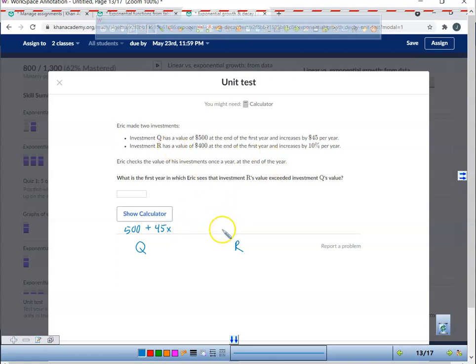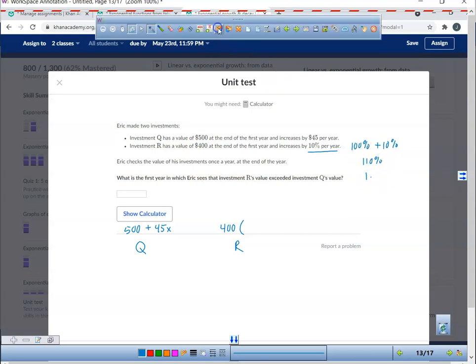But R starts out at $400, but it's increasing by 10%. And what does it mean to increase by 10%? That means you're at 100% and you're increasing it by 10%, which is 110%, and that decimal is 1.1. Now, if you don't know how to get to the decimal, it's very easy.